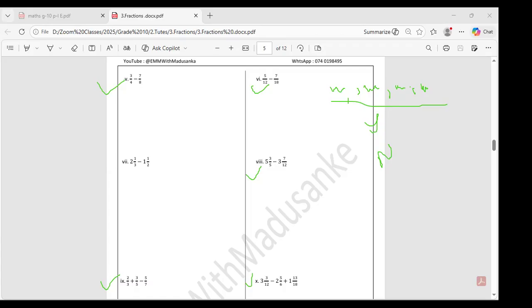When it is necessary, find the LCM. That LCM is your common denominator.